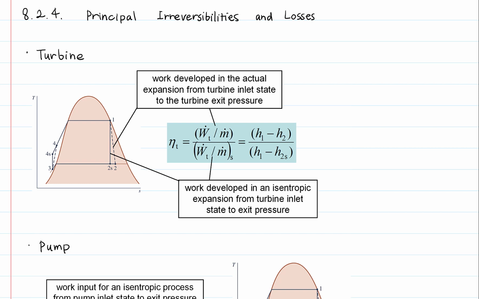There may be pressure drop in the condenser and the boiler due to the fluid friction. There may be heat loss to the surroundings, but these are considered relatively small irreversibilities. We are going to take a look at the major irreversibilities associated with the pump and the turbine.